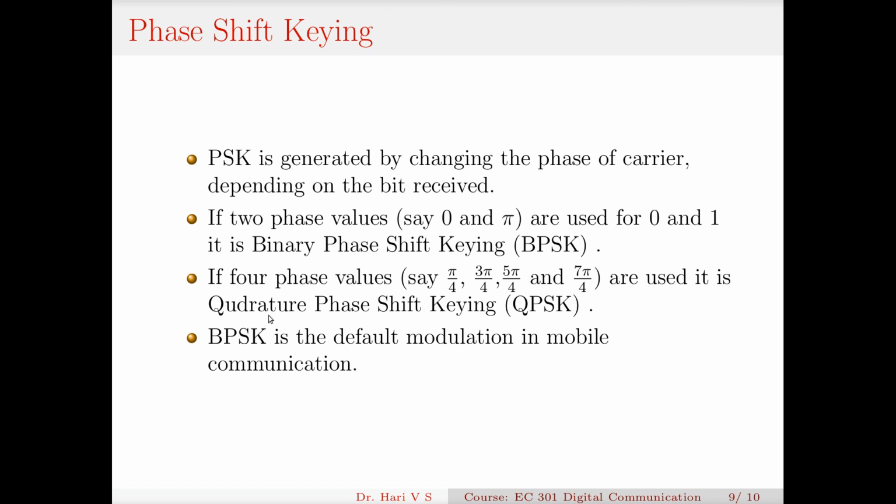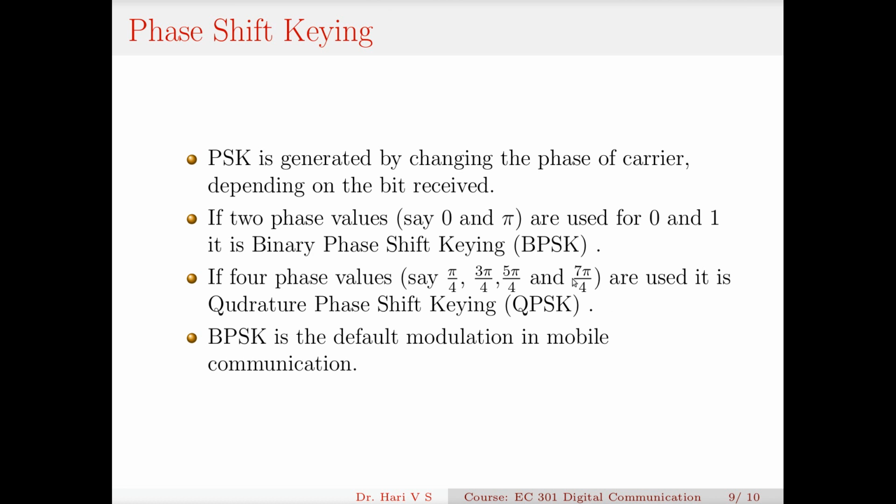Now suppose I can have four phase values also. Instead of using only two phase values, I can use four phase values. One popular scheme uses four phases, like phase of pi by 4, 3 pi by 4, 5 pi by 4, and 7 pi by 4. They are used. That scheme is a modification of the binary phase shift keying scheme. That is called the quadrature phase shift keying system, or QPSK system.